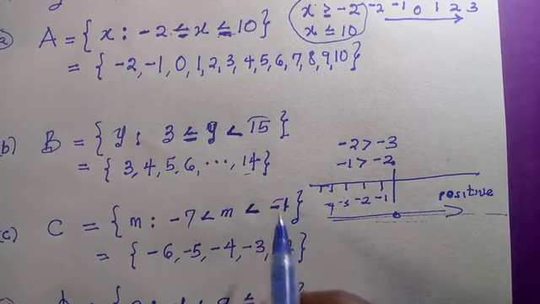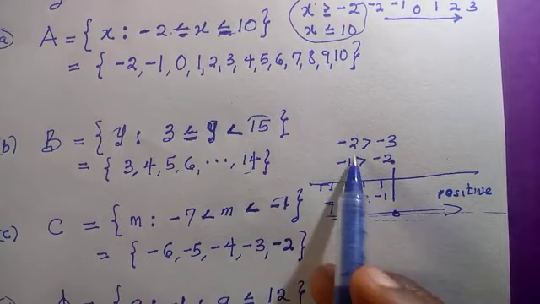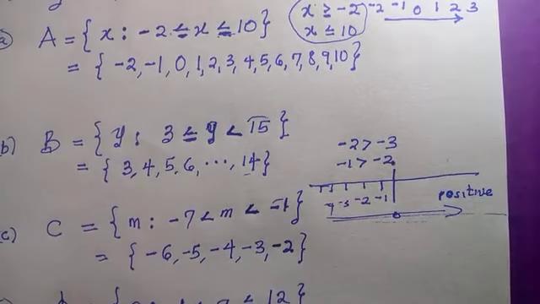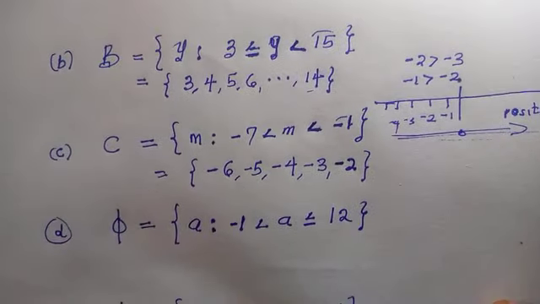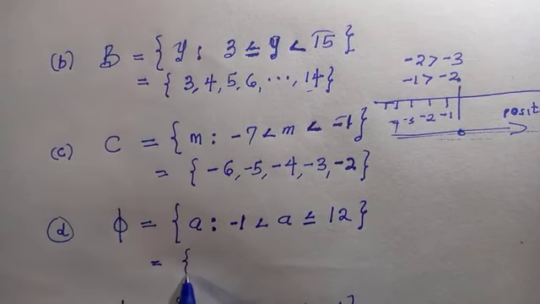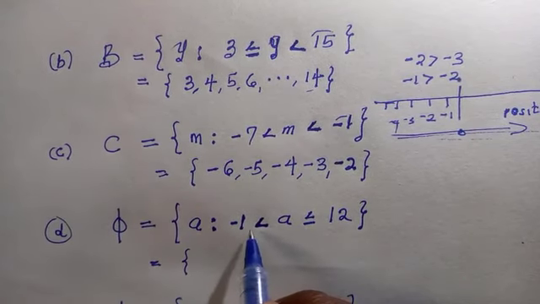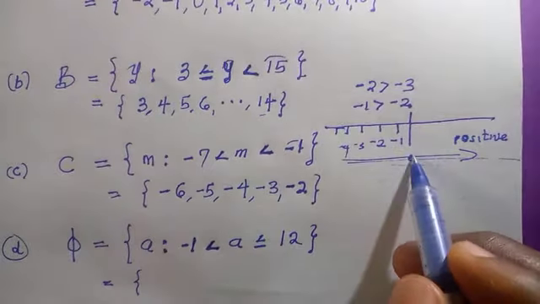That rule doesn't concern the positive. So 2 is greater than 1, 3 is greater than 2, 4 is greater than 3, and others like that. But for the case of negative, the big number will be the small, while the small will be the big. So that's just this. And let's see another example here.